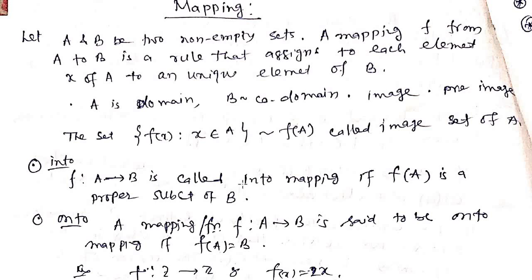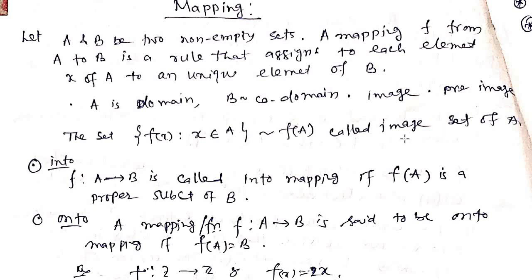So this set A is called the domain and the set B is called the codomain. If the element x of A is mapped to an element y of B, then y is called the image of x and x is called the pre-image of y. Now if we collect all these f(x) for all x belonging to A, this set will be a subset of B. This is denoted by f(A) and is called the image set of A.